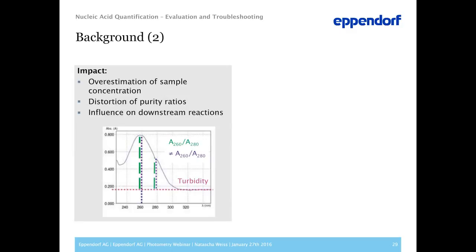Absorbance at 320 nanometer indicates a contamination and is a hint that the measured concentration is not correct. Background values pretend a higher concentration of the sample and falsify purity ratios. Additionally, contaminations like microbial growth can affect downstream reactions negatively.